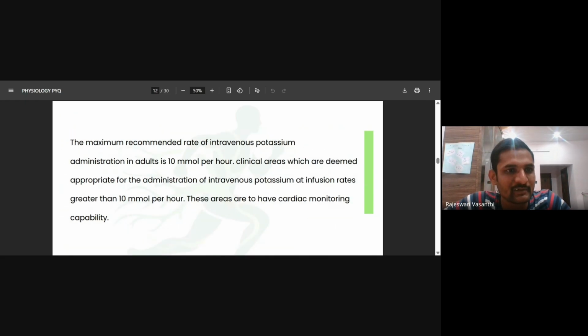The maximum recommended rate for potassium correction by IV route is 10 millimoles per hour. Okay, this is for normal condition. During severe life-threatening hypokalemia, in a well-established cardiac setup, you can go up to 20 millimoles per hour. But under normal condition, the maximum recommended rate is only 10 millimoles per hour.